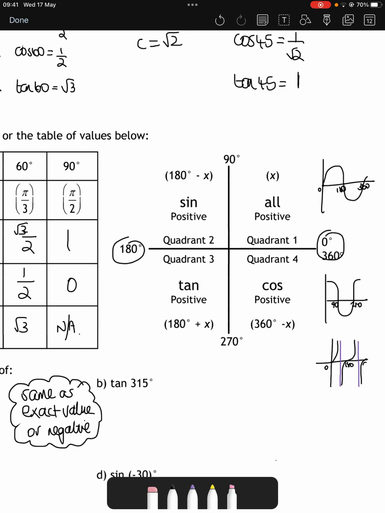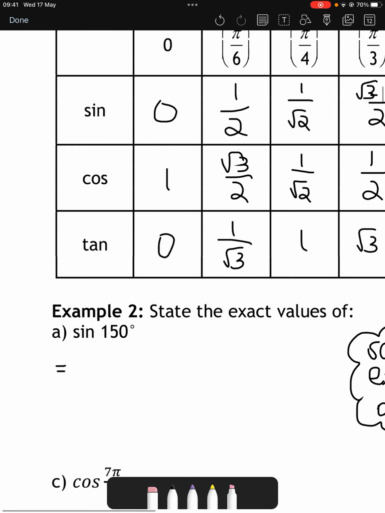So it's like, what exact value could we use involving 0, 180, and 360 to make the one that's there? So this one here, for instance, 150, we're going to use 30. Okay, because it would be 180 minus 30. So our question is this: sine 30 or negative sine 30? That is the question that we need to figure out.